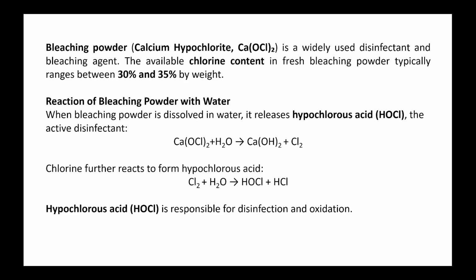So bleaching powder, chemically, is CaOCl2. It is a widely used disinfectant, you must be familiar. The chlorine content is 30 to 35% by weight, and when dissolved in water, it forms calcium hydroxide and chlorine, and then that chlorine further reacts with water to form hypochlorous acid. So basically, when dissolved in water, it releases hypochlorous acid, which is the active disinfectant.